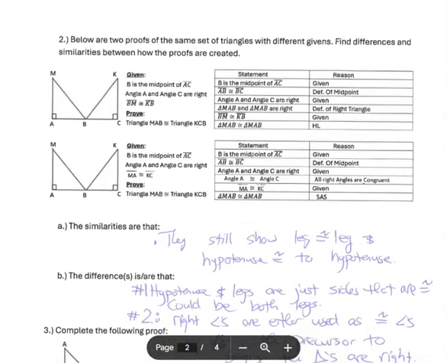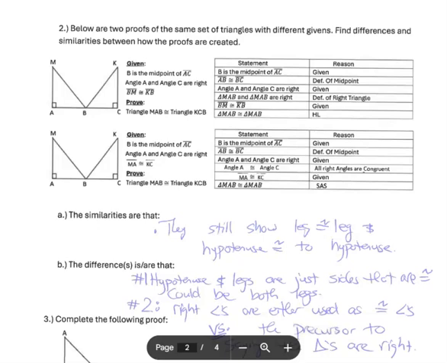Now on here, it says below are two proofs of the same set of triangles with different givens. Find the differences and similarities between how the proofs are created. So on here, if you put the marks in there, what are the similarities? They still show a leg is congruent to a leg and a hypotenuse is congruent to a hypotenuse. Both of them do it, but one of them finishes with SAS and the other one finishes with HL. The one that finishes with SAS ends up having an angle congruent to an angle between the leg and the hypotenuse, whereas the one that finishes with HL, you are going to use a right angle, which makes it a right triangle.